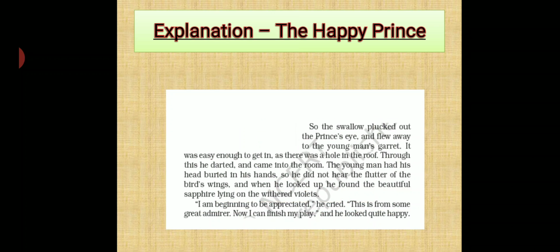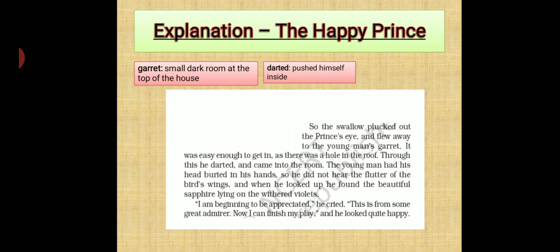Now, here, the swallow plucked out the prince's eye and flew away to the young man's garret. It was easy enough to get in, as there was a hole in the roof. Through this he darted and came into the room. The young man had his head buried in his hand. So, my dear children, just see the meaning of garret. Garret is a small dark room that we already studied in an earlier video. Then darted means to push.